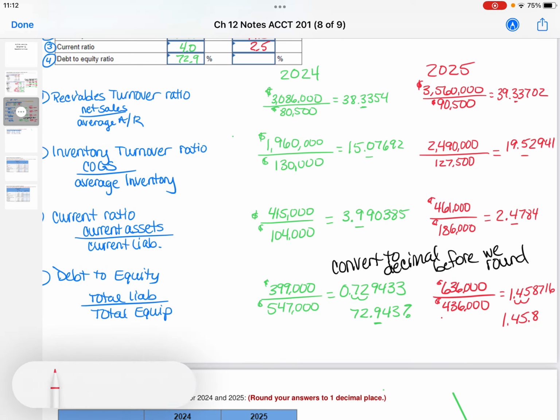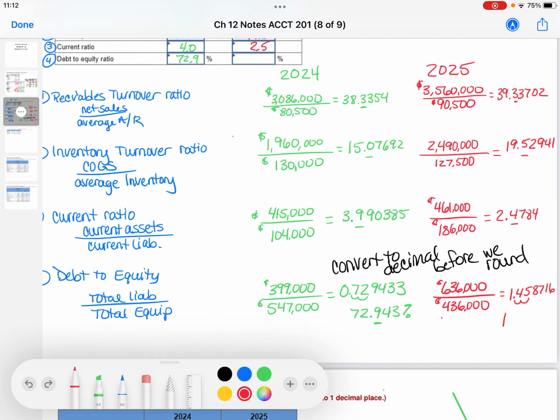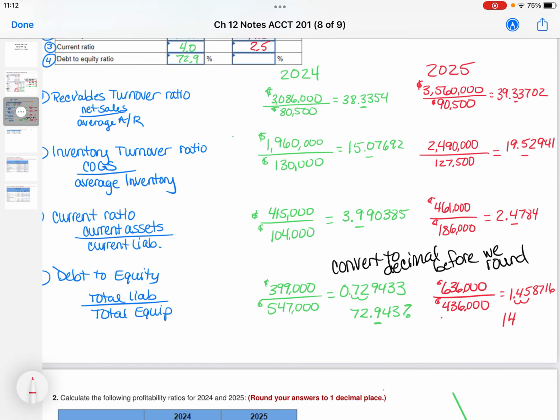1.45.8. Oh, hang on, not 1 point. We move the decimal over so it becomes 145.87. And that becomes 145.9%. So that's not good. Anytime you're over 100%, it means you have more liabilities than you have equity. So that's not good. Kind of like that current ratio.